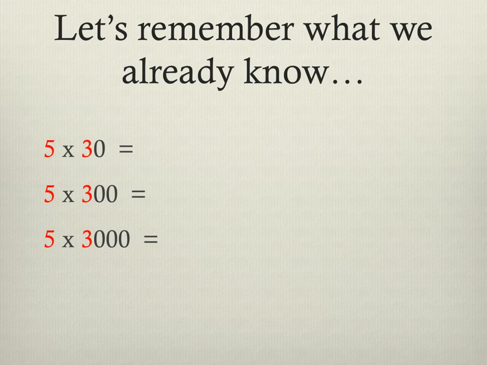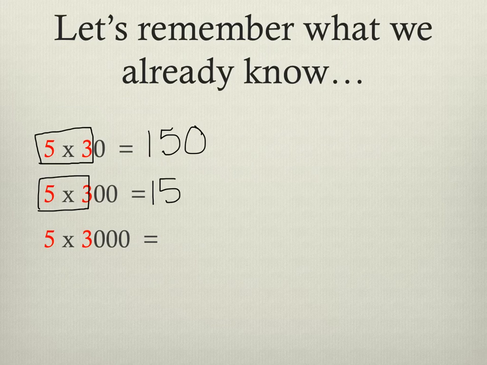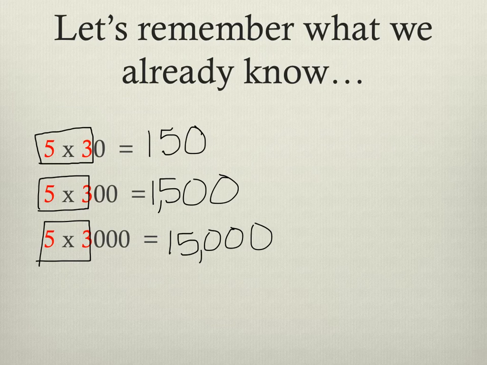In our last unit, we learned to solve 5 times 30 by thinking of the basic fact 5 times 3. We can solve 5 times 3 easily. It's 15. But since I'm multiplying 5 times 30 and not 5 times 3, my answer is 150. I can repeat this pattern to multiply 5 times 300 to get 1,500 and 5 times 3,000 to get 15,000.